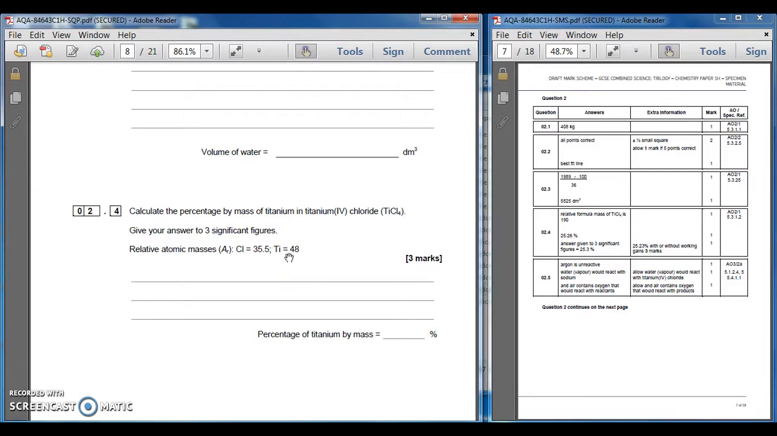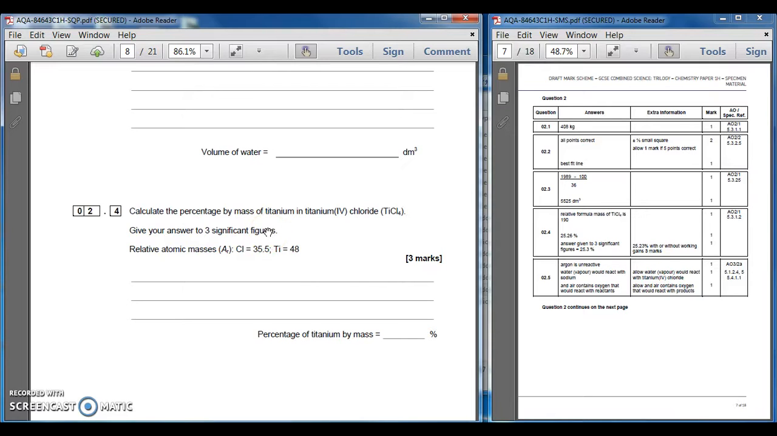The next thing we need to know is how much titanium is there in titanium chloride. So titanium was 48 parts out of the 190 in total. So 48 out of 190 times by 100 to turn it into a percentage would give you 25.26. But that's only 2 of the marks, because here it says I need 3 significant figures.